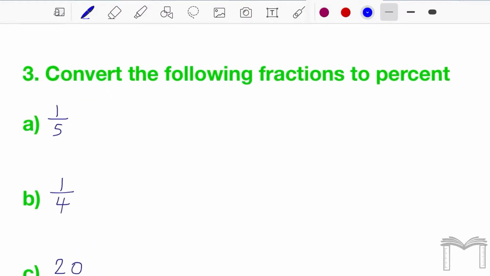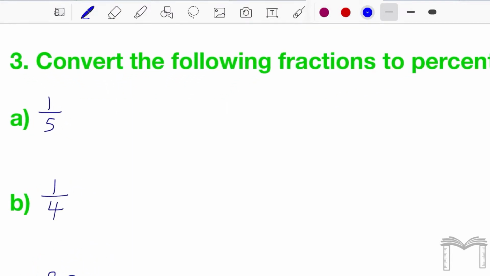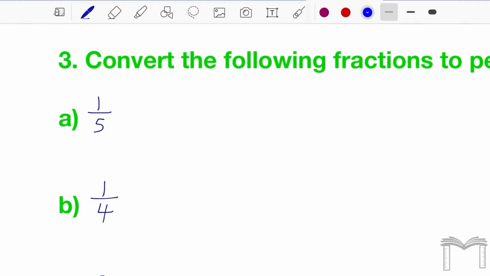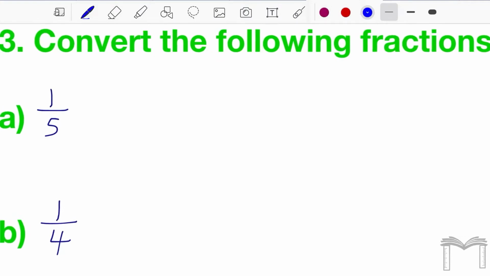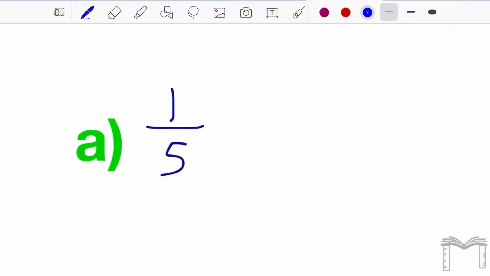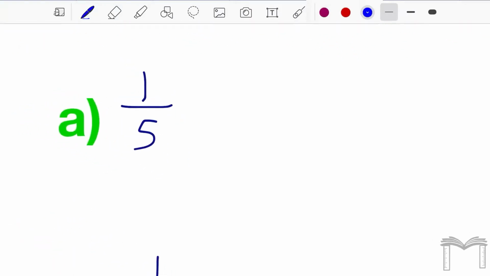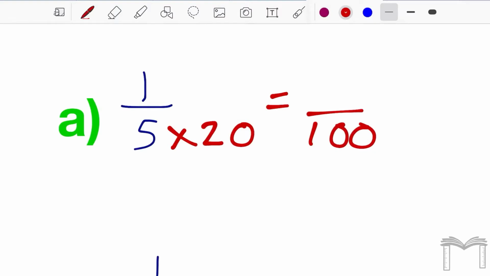So one of the methods that you can use to convert fractions is to multiply the denominator to get 100. So this is a good question that we can use that method for. If we multiply 5 by 20, we will get 100. So we are aiming to get the denominator to be 100.